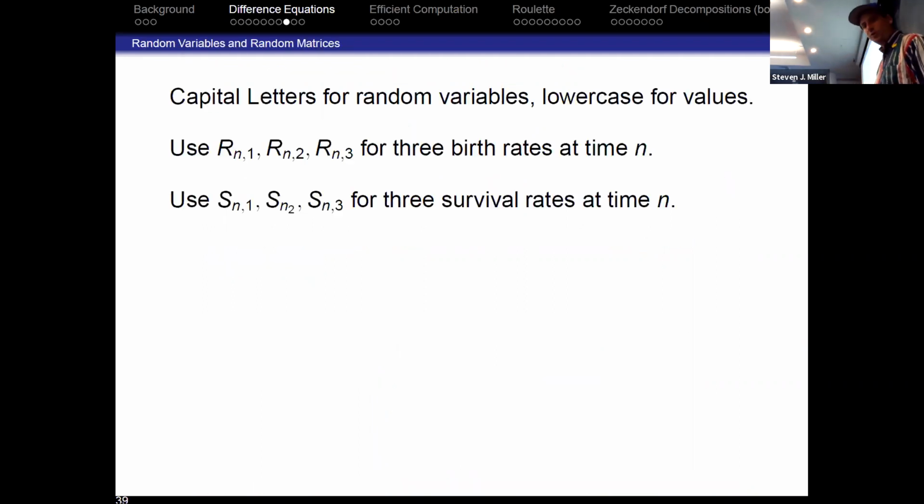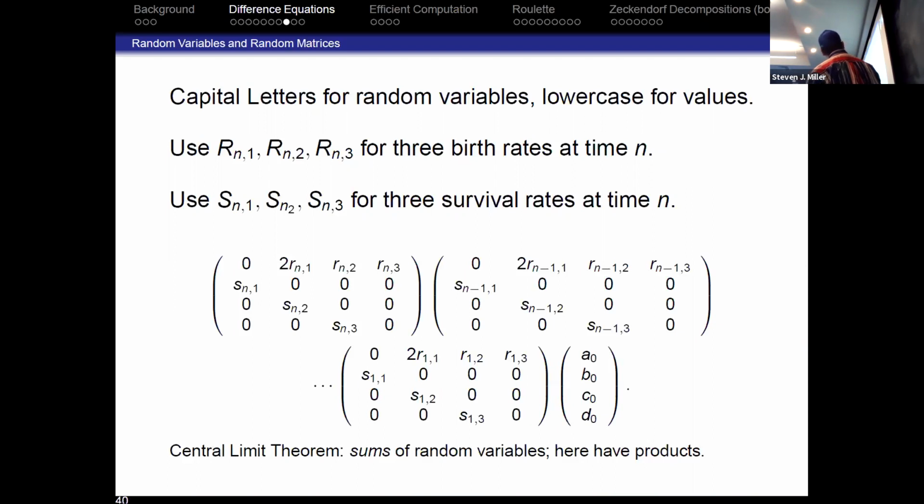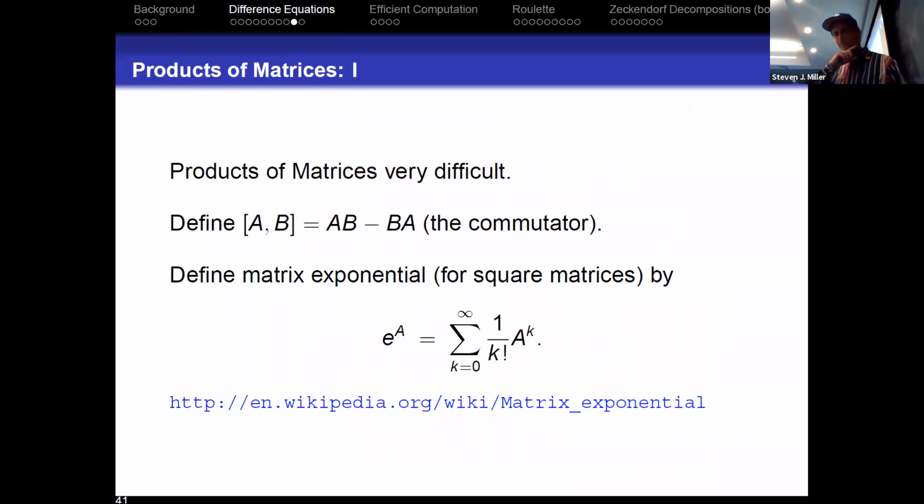And now we typically use capital letters for random variables, lowercase letters for their values, and we're setting some notation for the course. So we could let these be the reproductive rates, we could let the S's be the survival rates, and we would then end up getting products of matrices like this. And now the question is, what can we say about products of matrices? And you can begin to see the different tools that are needed to do the analysis.